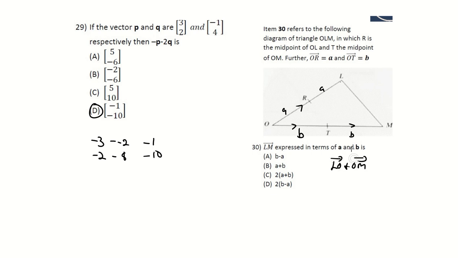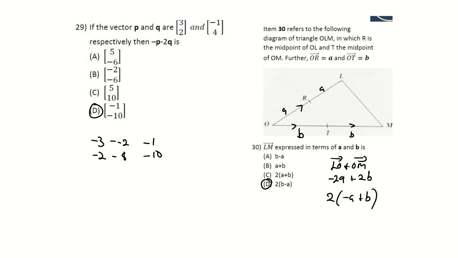We know that OL is 2A, but we're going in the opposite direction, so it's minus 2A plus OM, which is plus 2B, right? They have 2 in common, so you factorize it out. 2 open bracket minus A plus B. You're looking for negative A, so that would be D. Right, and that is the answer for this, and that is the end of January 2021.